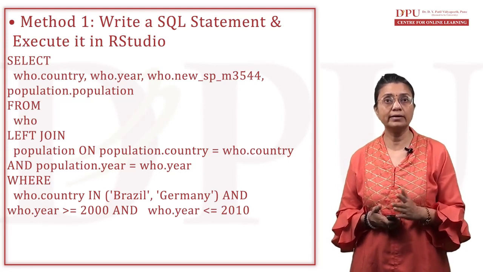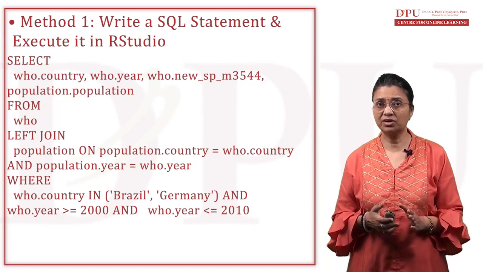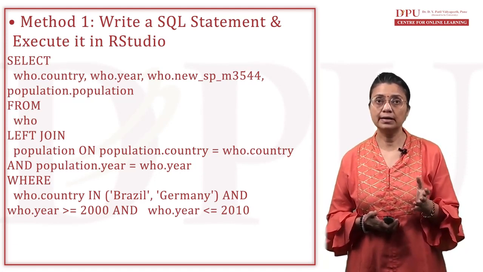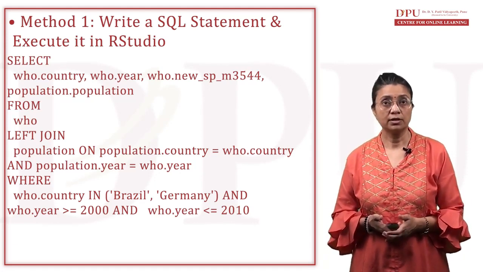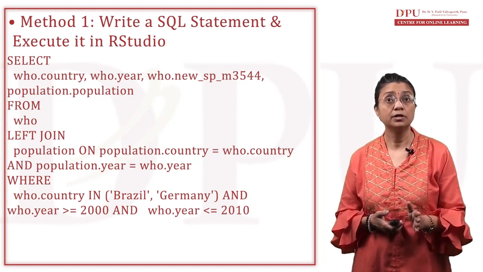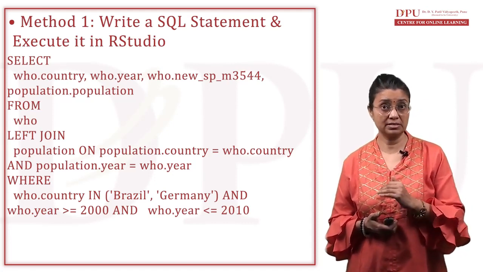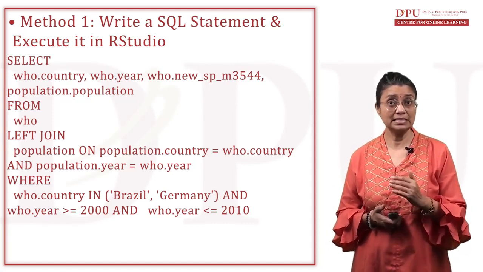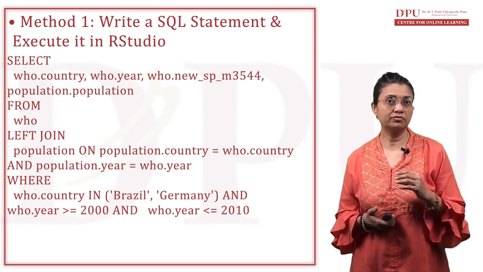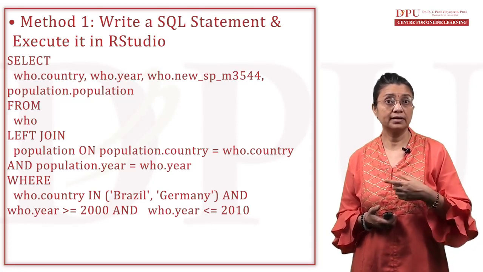So where who.country in Brazil, Germany. So now you can see that I have given the list of countries with the help of the in function. So I'm giving a list where who.country is only Brazil and Germany, and who.year is greater than or equal to 2000 and who.year is less than 2010. So you can see over here that when we are using this particular condition, we are trying to get the resultant output.